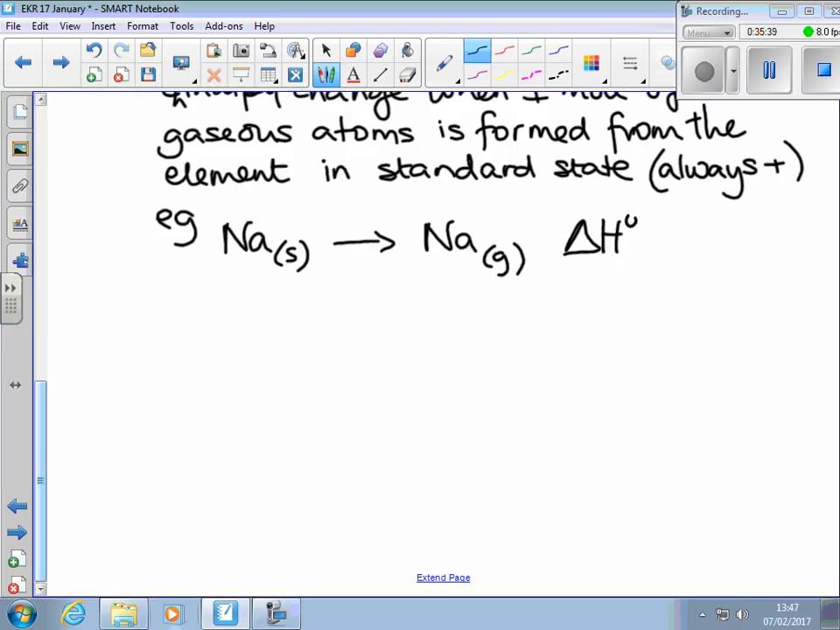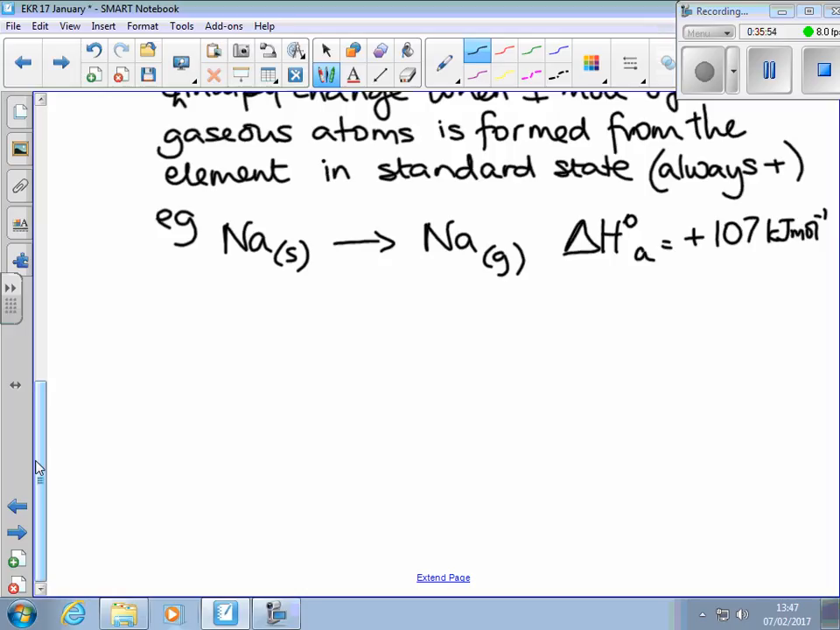So, yeah, it's not something I can even imagine. However, the value for that, it's not that great. 107 even kilojoules per mole.